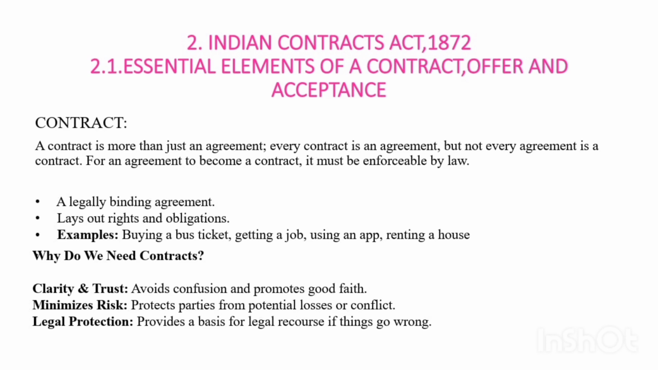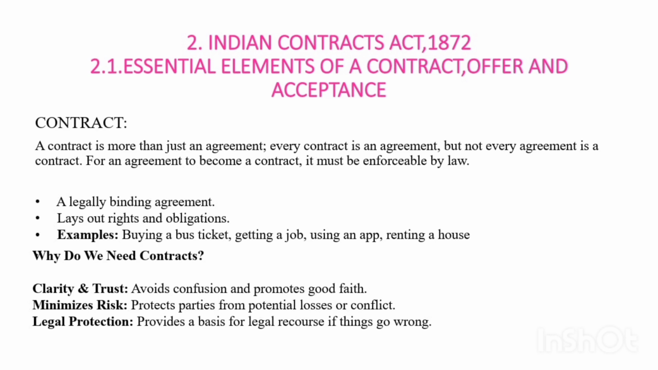A contract is nothing but an agreement. Every contract is an agreement, but not every agreement is a contract. For an agreement to become a contract, it must be enforceable by law. So a contract must be a legally binding agreement that lays out rights and obligations. For example, buying a bus ticket, getting a job, or renting a house are all examples of contracts. That means all these are enforceable by law.